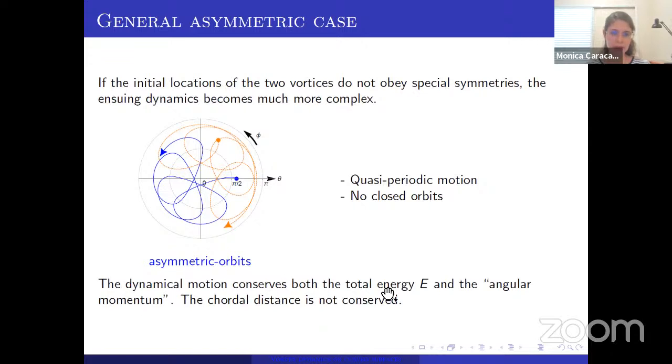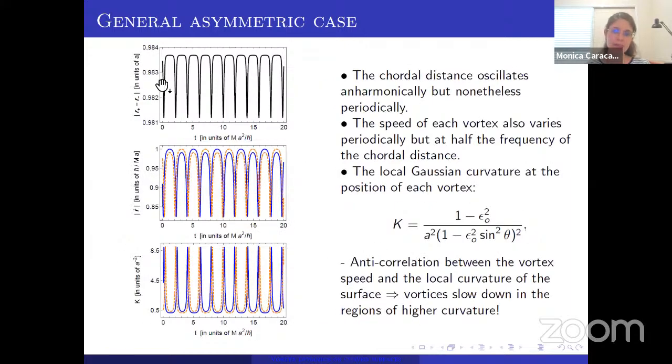Right? Despite this, you still have the energy and angular momentum conserved. Here, for this case, I represent in time how the chordal distance changes. And below, we have how the modulus of the velocity of each one of the vortices, the positive and the negative one, changes. That has half of the frequency of the distance. Exactly half. And below, the more important graph is how the Gaussian curvature at the position of each one of these vortices changes during the movement.